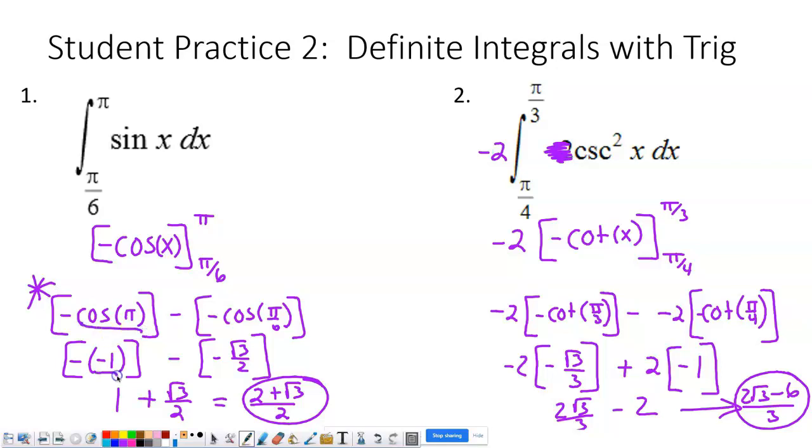Cosine of pi is -1. Cosine of pi over 6 is radical 3 over 2. You got some double negatives you got to work with, and then a common denominator to work with down here. And there's your final answer for a multiple choice test, would be this one.